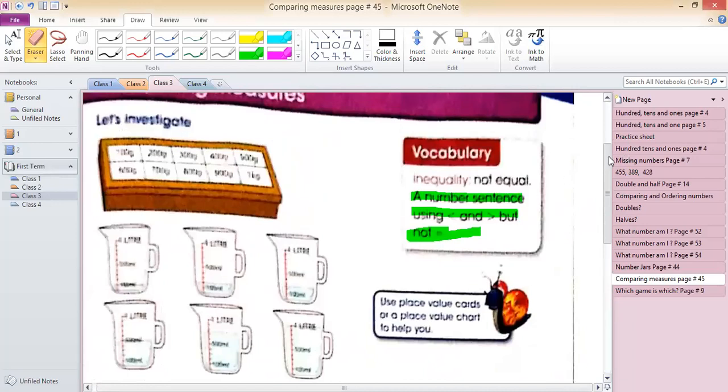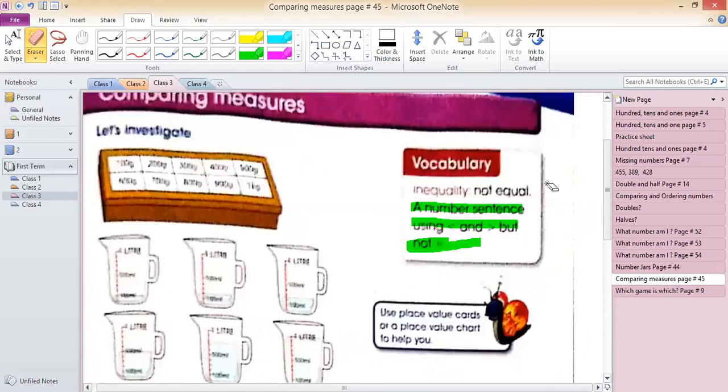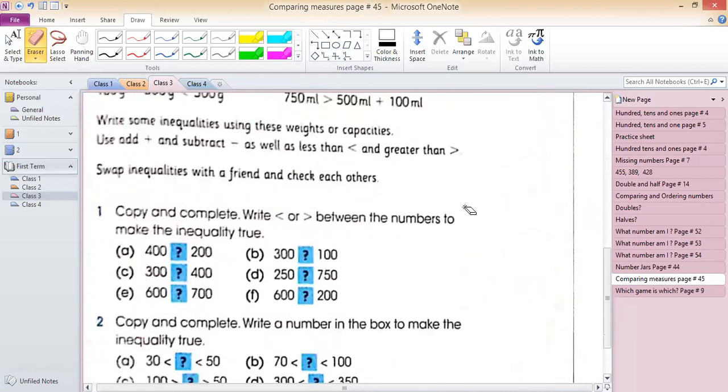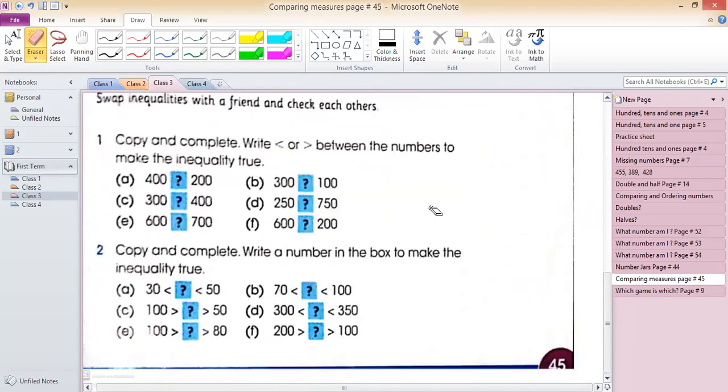The topic which we started in the last class is comparing measures, where you learned to use inequalities between the numbers. Question number 1 was: copy and complete, and write greater than and less than signs between the numbers to make the inequality. I told you guys, these are the signs which we use for greater than or less than.